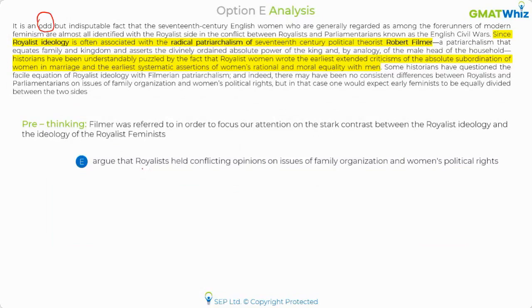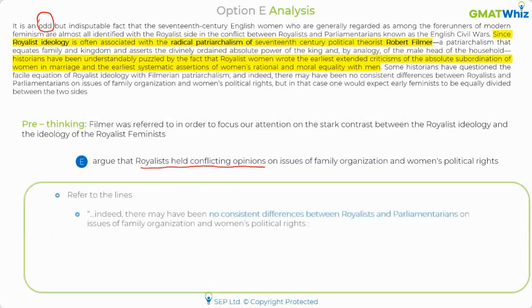Royalists held conflicting opinions. Did the royalists hold conflicting opinions? Well, it seems to imply all the royalists held conflicting opinions. But actually, Filmer was not mentioned to show that royalists held conflicting opinions. Filmer was mentioned to show that royalist ideology was different and royalist women followed a different ideology. Okay, so this is a little twisted.